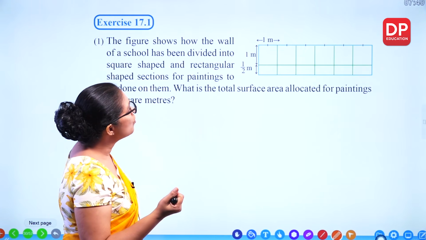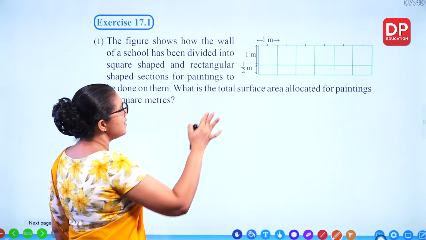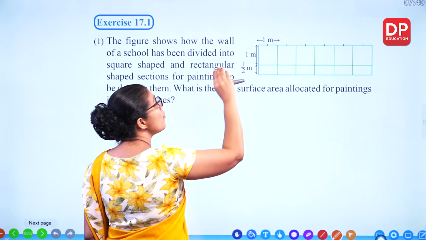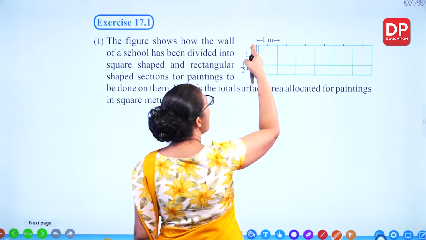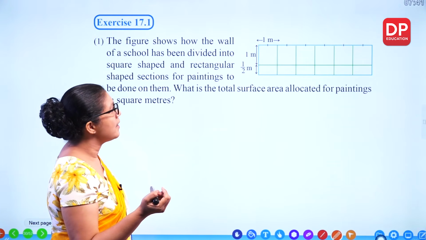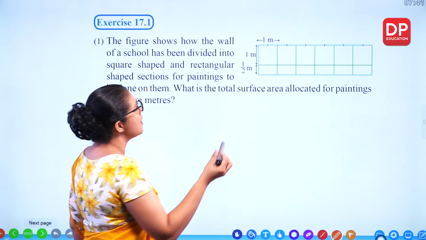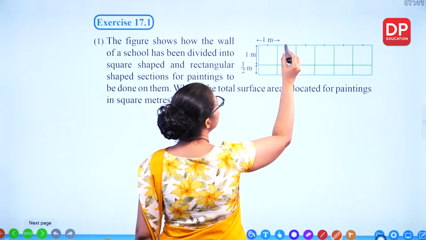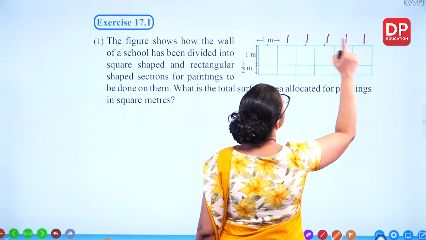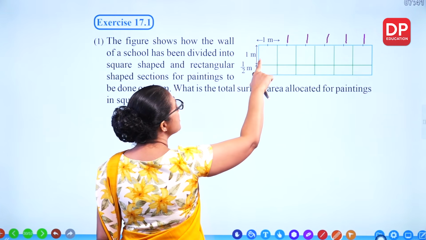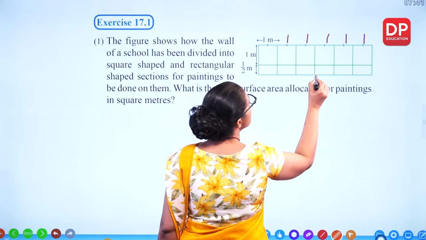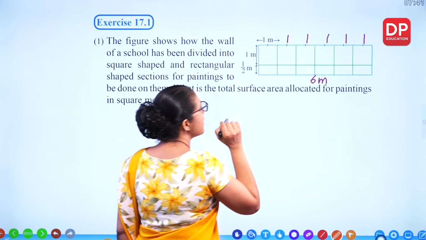So can we do at once? Yes, we can do. This is a rectangle. If we can find out the total length and the breadth of this bigger rectangle, we can find out the area. So if this is 1 meter, this is 1, 1, 1, 1, 1. So what's the length of this rectangle? 1, 2, 3, 4, 5, 6. 6 meters is the length.